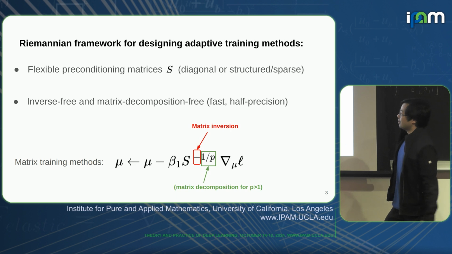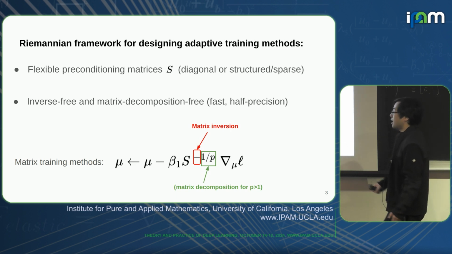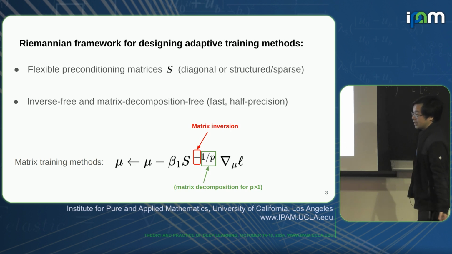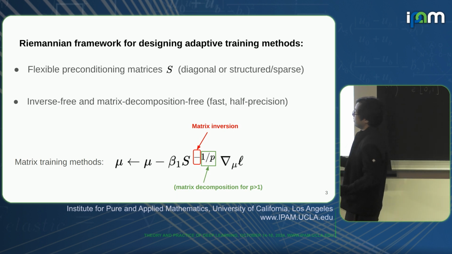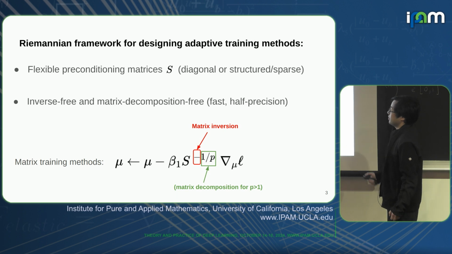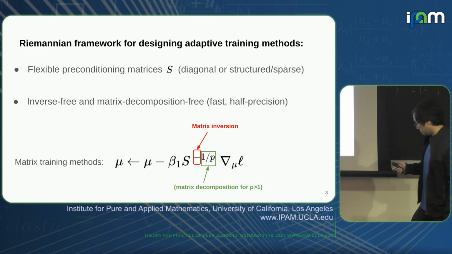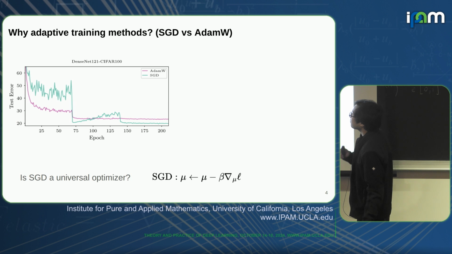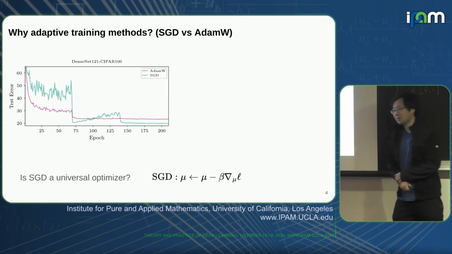And also, our framework allows us to use inverse-free and decomposition-free update schemes. And as you will see soon, in fact, this is crucial to training a large neural net if we want to use non-diagonal methods. Okay, so let's start with the first question.